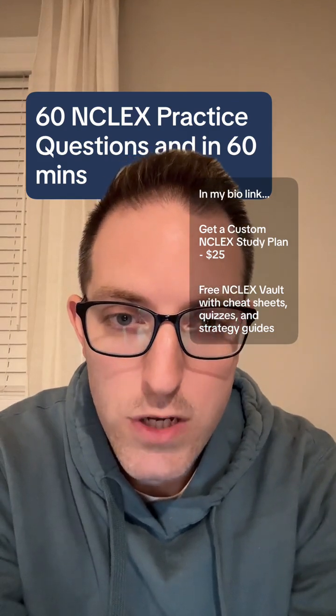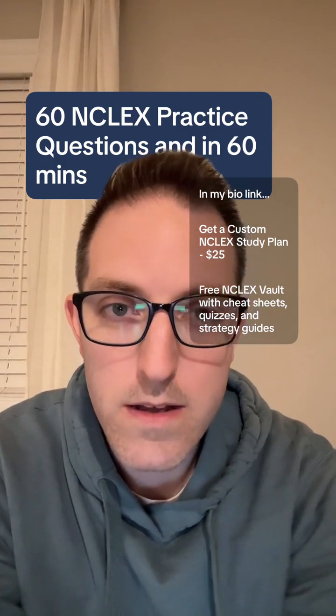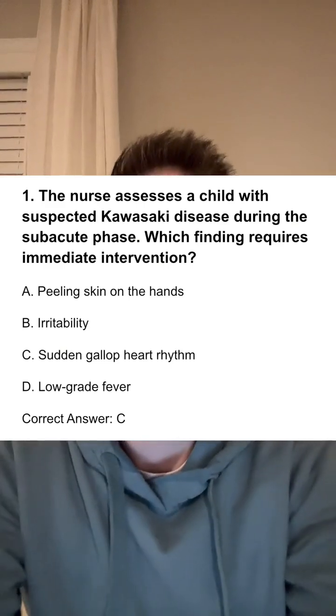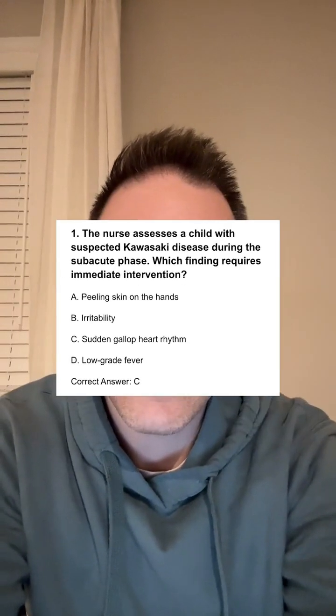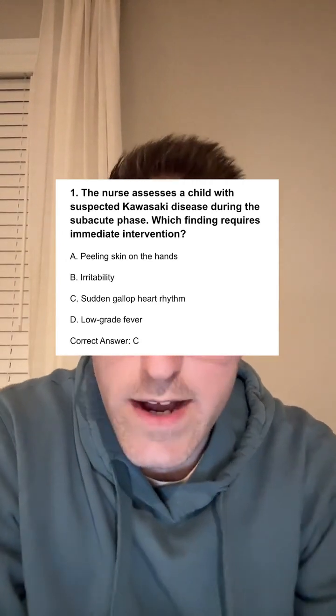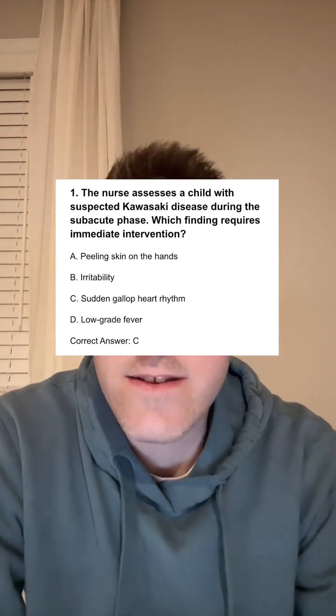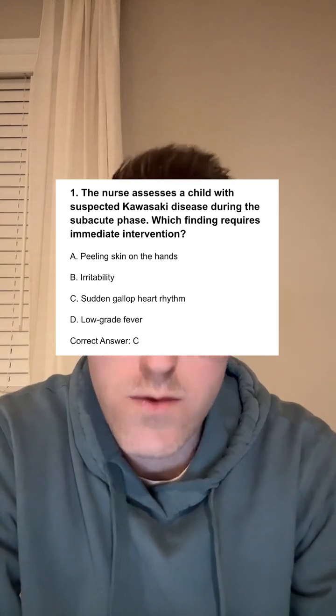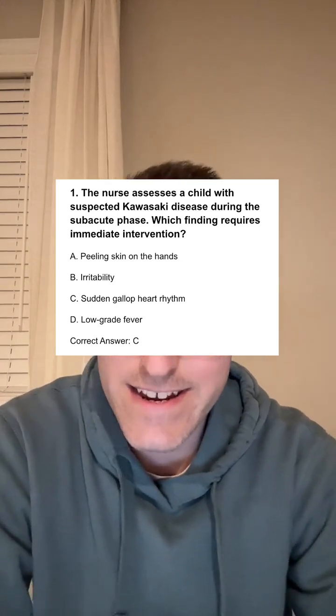All right, let me just find my fact here. Okay. All right. Question number 1. A nurse assesses a child with suspected Kawasaki disease during the subacute phase. Which finding requires immediate intervention?